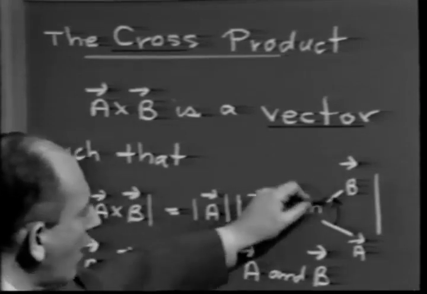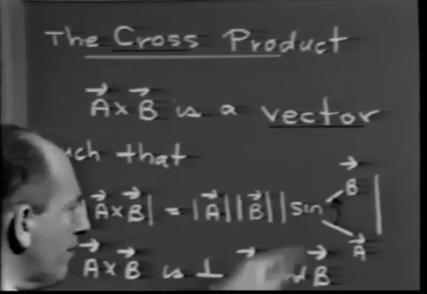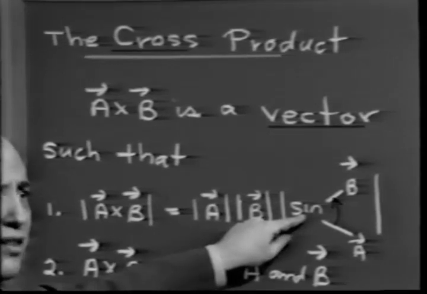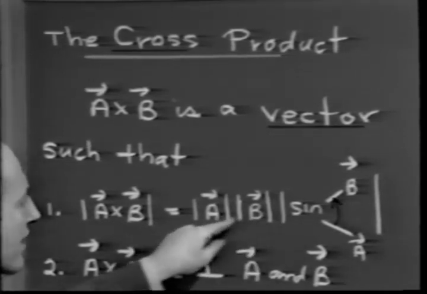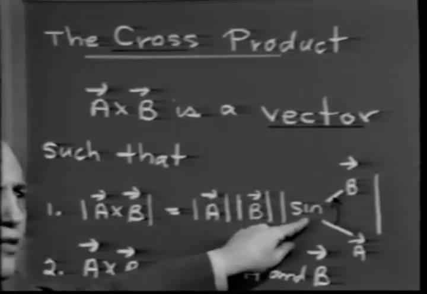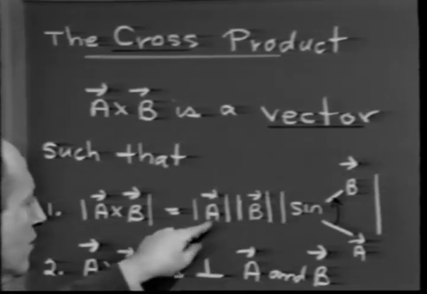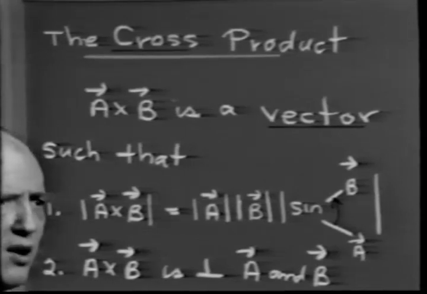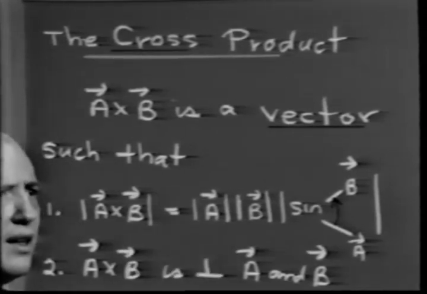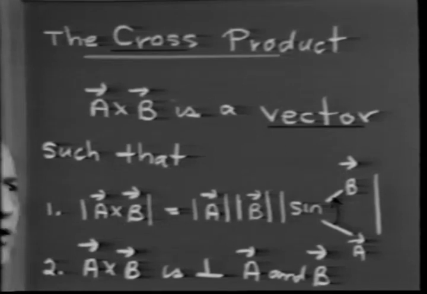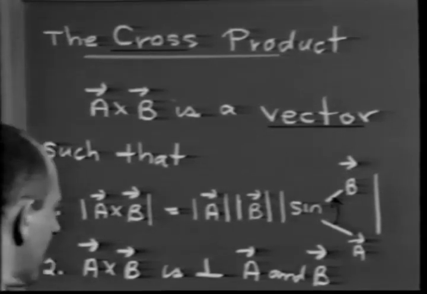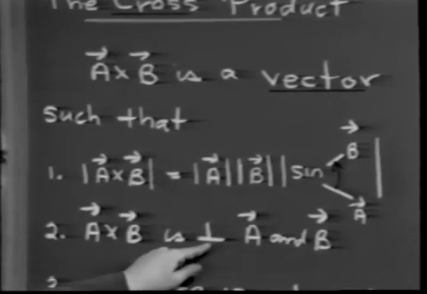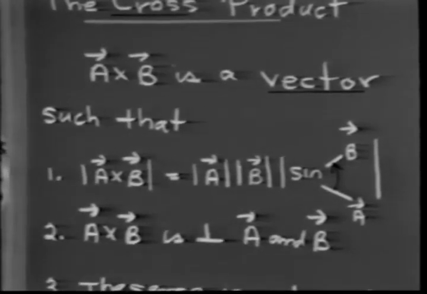And I'm going to come back and comment in a few moments about the difference between the sine here versus the cosine of the previous lecture. Again, physically there's a motivation for this. As far as we're concerned, all we have to do is say this is what the magnitude is defined to be. This is the game. We define it this way. Next thing I have to do is tell you its direction. And the direction of A cross B is by definition perpendicular to both A and B.